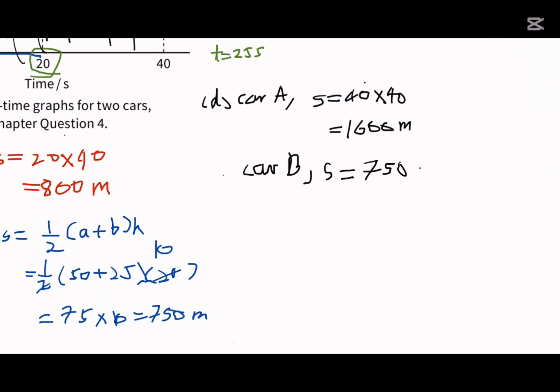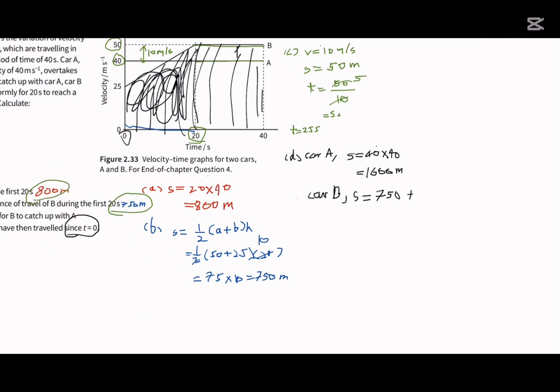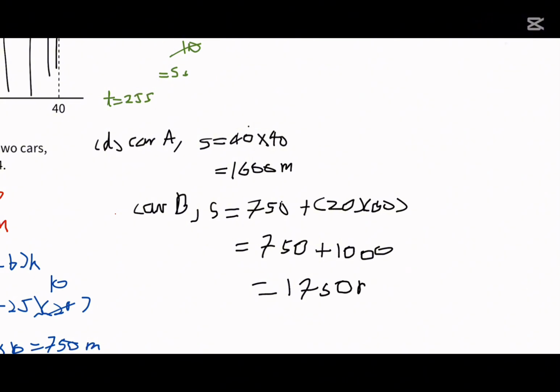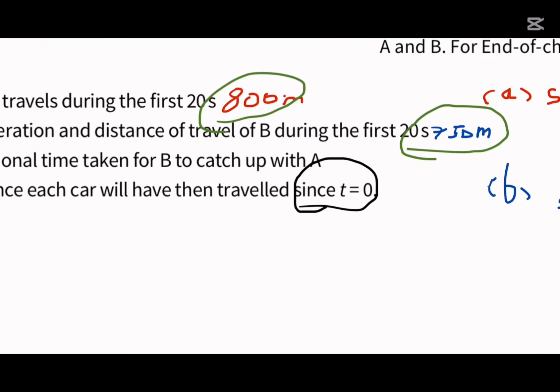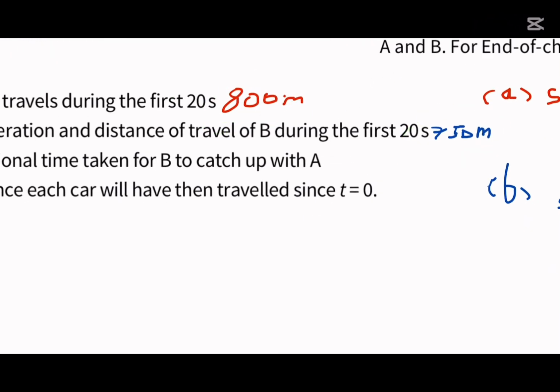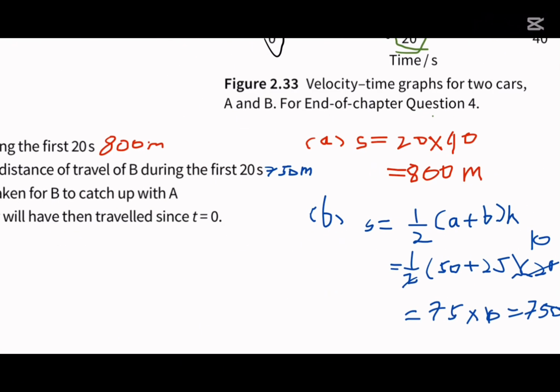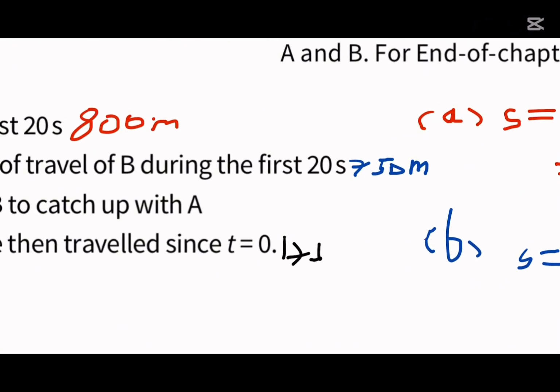Okay, 750 plus 20 multiplied by 50. So 750 plus this is 1,000. So 1,750 meters. So as you can see, the answer to this question is 1,750 meters. Okay.